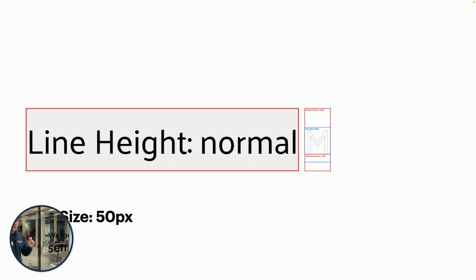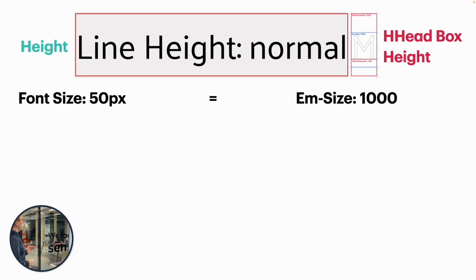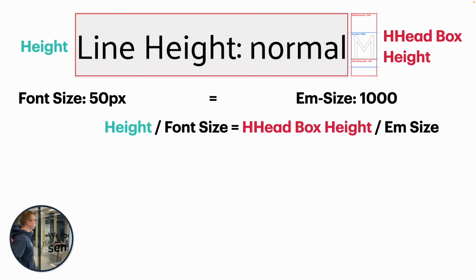And when we set the font size to 50, what we are actually doing is saying that 50 pixel now equals this M size of 1000. So the M size is kind of like a knob that controls how big or how small the text is going to be. So we are just saying this is now equal. Now we know the height of the HHead box, we know the M size, we know the font size, and we are looking for the height of the text.